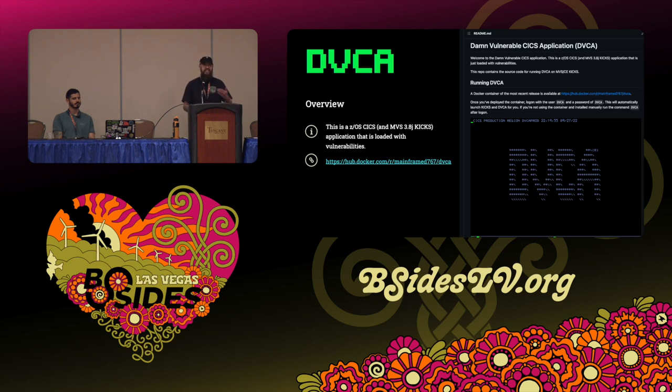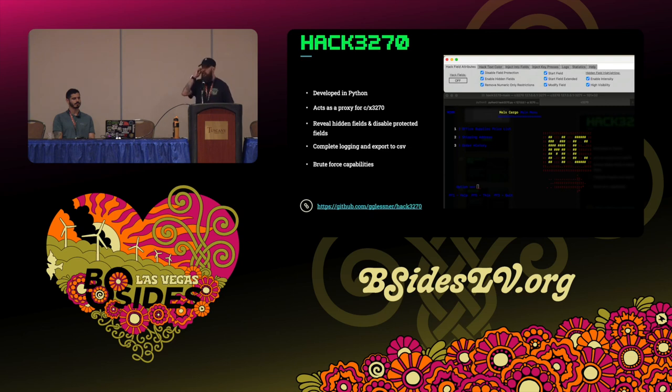But then you need to use something against that vulnerable application. And today we're releasing the tool that we've been working on for the past year, Hack3270. So this is essentially Burp for 3270 traffic. It allows you to intercept all the traffic and manipulate it in any number of ways. So you can read the hidden fields, you can disable protected fields, you can change each individual attribute. It has full logging capabilities, including a CSV export. So if you're on a penetration test and you need those artifacts for the test, you have all of that available for the client. It also has brute force capabilities, so you can iterate through AID keys, you can iterate through passwords, CICS transactions, whatever. So it's, we think, a fully featured tool that is available at the URL down below. You can go download it today and start playing with it.